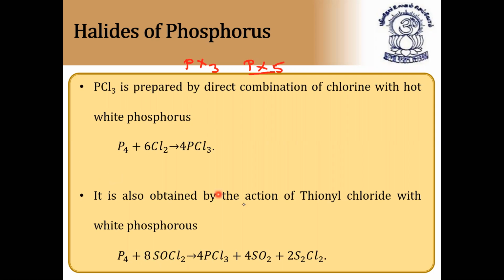It is also obtained by the action of thionyl chloride with white phosphorus. So thionyl chloride on reaction with white phosphorus forms PCl3, that is phosphorus trichloride, along with sulfur dioxide along with thionyl chloride. Sulfonyl chloride. This is called sulfonyl chloride.